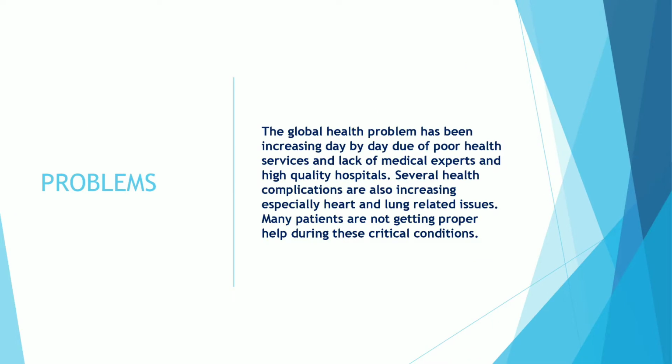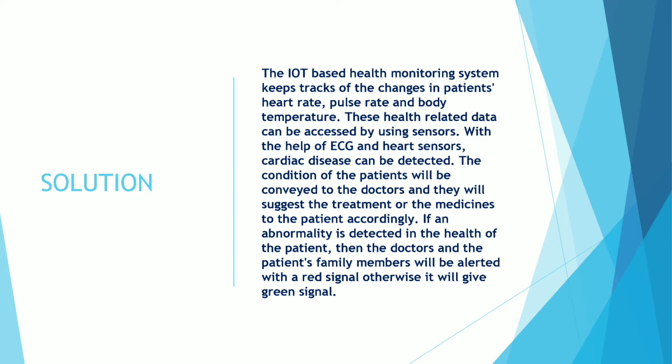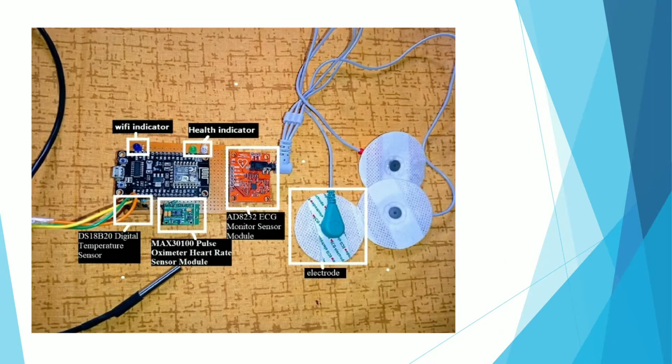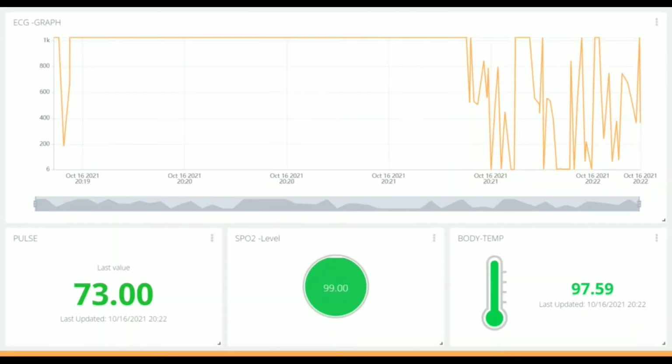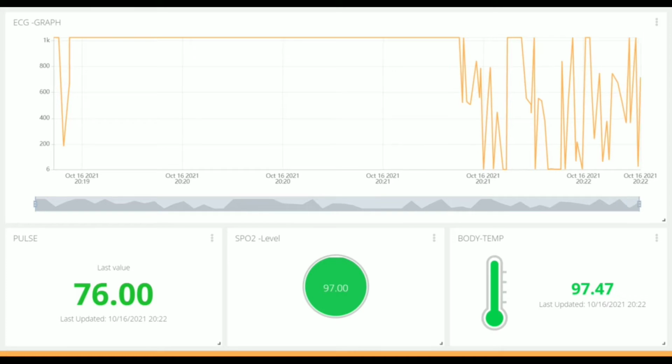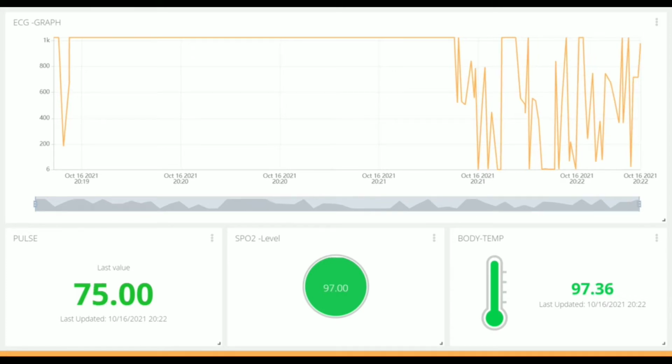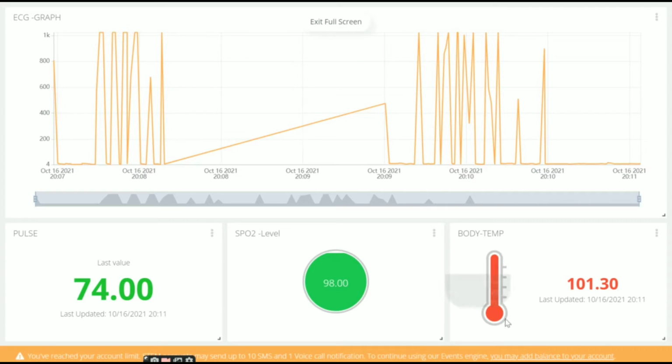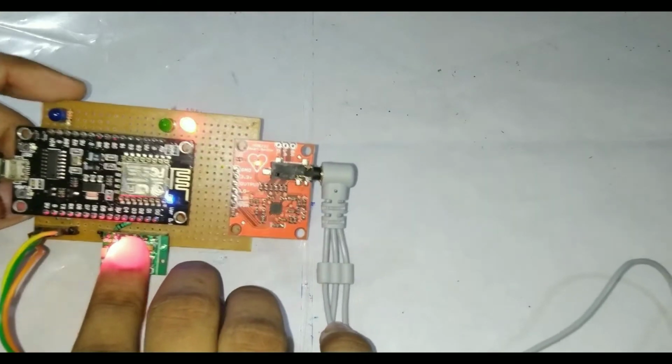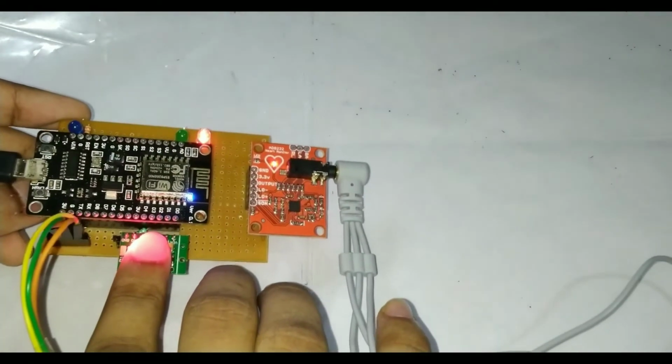Health monitoring is the major problem in today's world. Due to lack of proper health monitoring and medical experts, patients suffer from serious health issues, especially heart and lung related issues. So, an IoT based smart monitoring system is made which records patients' heartbeat, pulse rate and body temperature using sensors. The condition of the patient is conveyed over the internet to the doctor for proper treatment and medicines. If the system detects any abrupt changes in the patient's health, then it automatically alerts the doctor and patient's family members over IoT using a red signal.